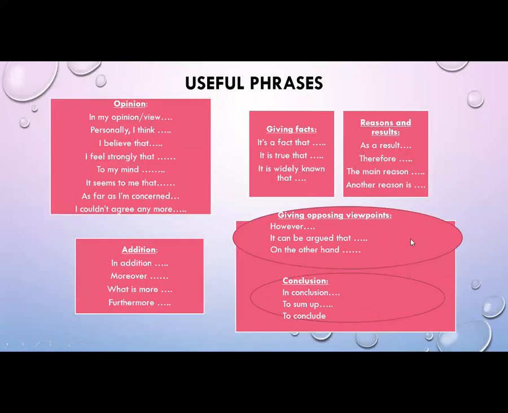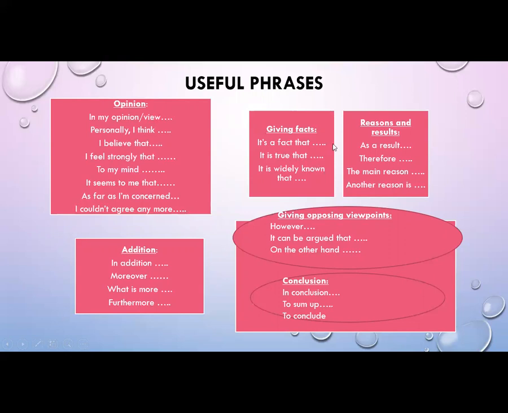When it comes to writing, using useful phrases or expressions is a must. It is very important, especially at expressing different opinions or different viewpoints. For example, if I want to express my opinion, I can apply expressions like this: in my opinion, in my view, personally, I believe that, I feel strongly that, to my mind, it seems to me that, as far as I am concerned, I couldn't agree more.